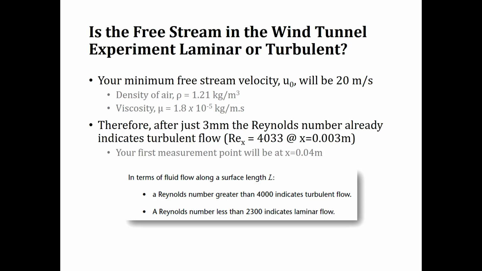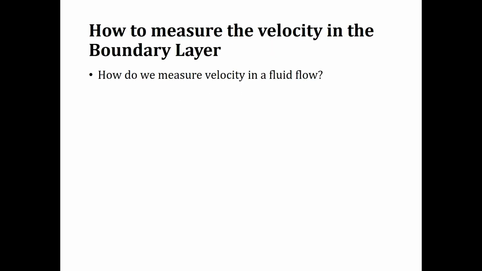Your first measurement point, by the way, is going to be at 40 millimeters, so because, as I say, Reynolds number is a function of distance, it'll be greatly increased beyond the turbulent limit there. So in all cases, the free stream, the main body of air moving through your wind tunnel experiment, is turbulent, and that's why. So in order to measure the boundary layer formed in the experiment, we're going to have to measure the velocity.